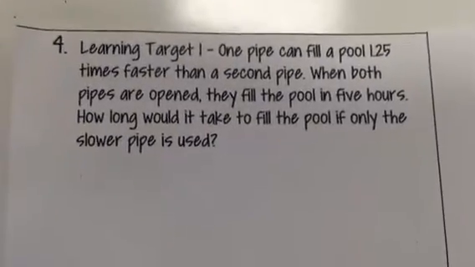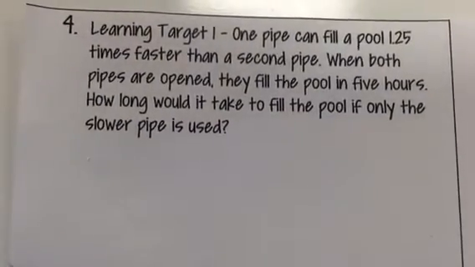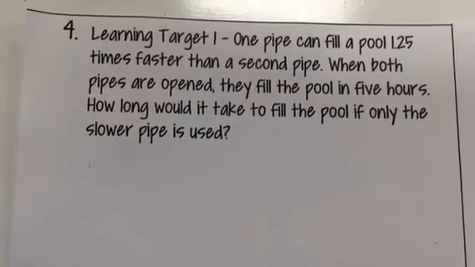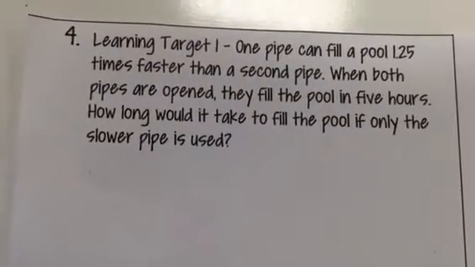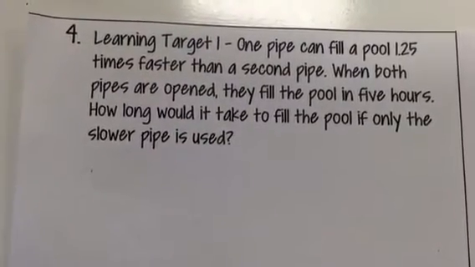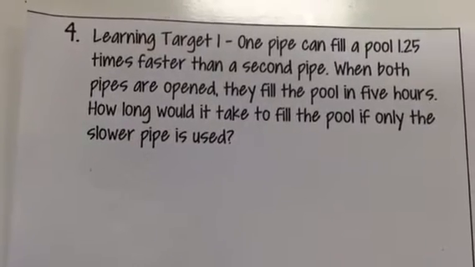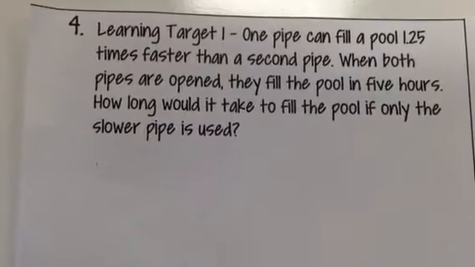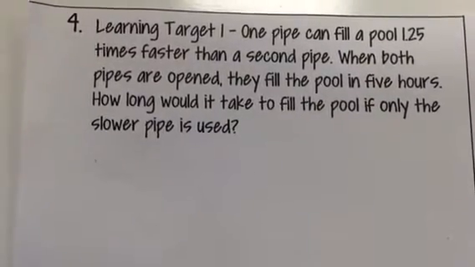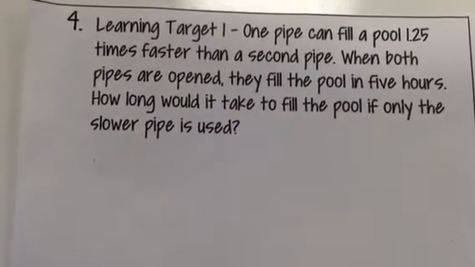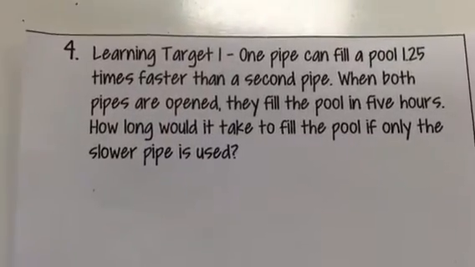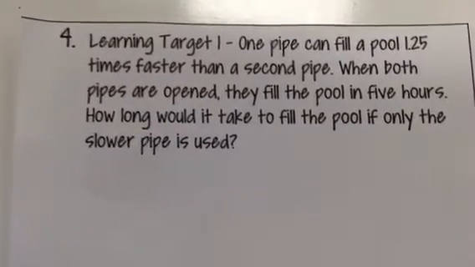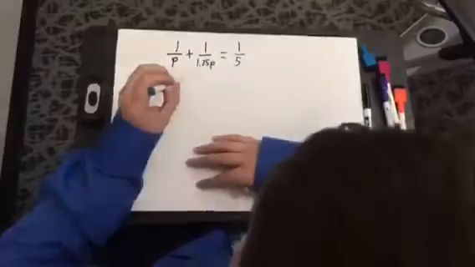Okay, so this is question number 4 for learning target 1. In this question, it tells us that one pipe can fill a pool 1.25 times faster than a second pipe. Then when both pipes are open, they fill the pool in 5 hours. How long would it take to fill the pool if only the slower pipe is used? That's the question we're going to answer here through the work, rate, and time problem.